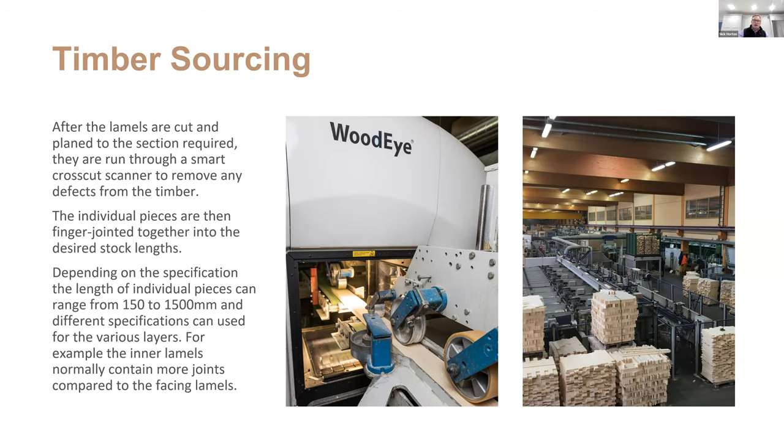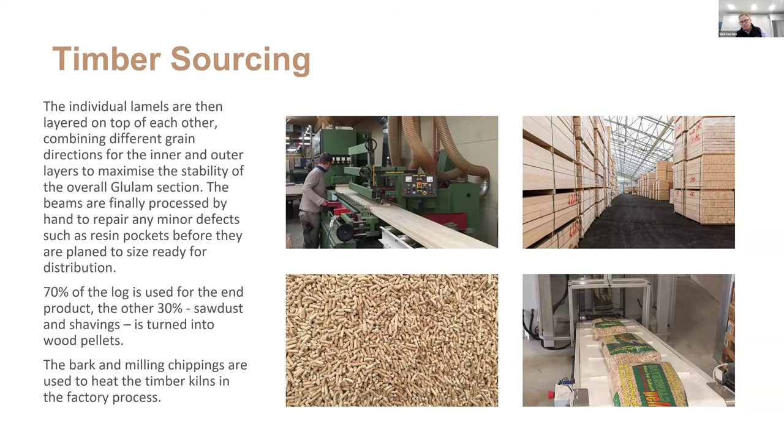And after we've got those small pieces, they're finger jointed in the length, glued back together again, and then finally put into a press to be built up into the depth of the beam that we're looking to use. Even at that stage, there's a science behind how those lamels are put together, just so they maximize the stability of the beam. They're combining straight grain with cross grain and building the beam up that way.